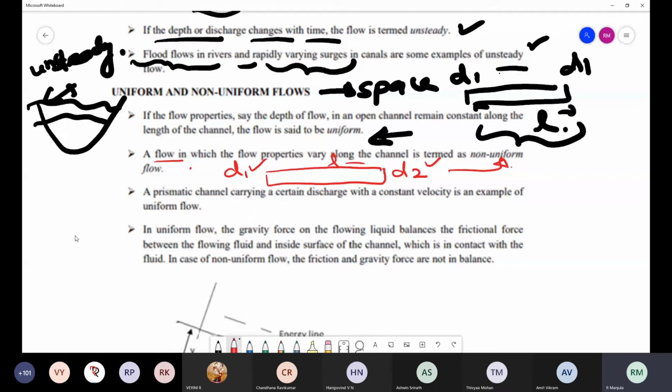Okay, and the prismatic channel, what is a prismatic channel? What is the definition for a prismatic channel?